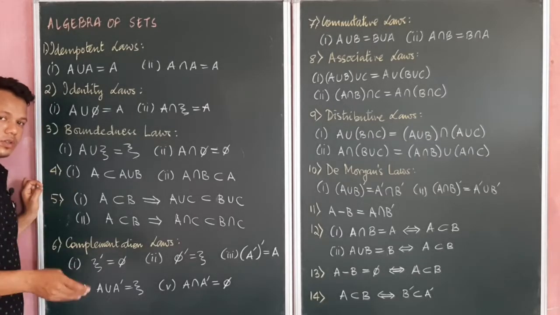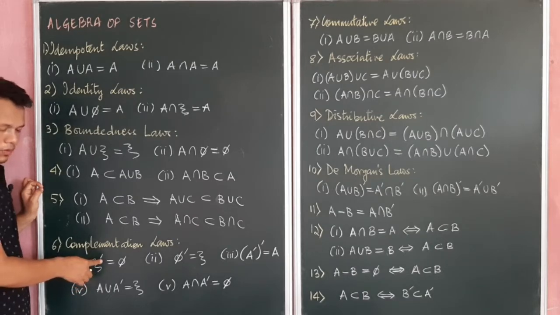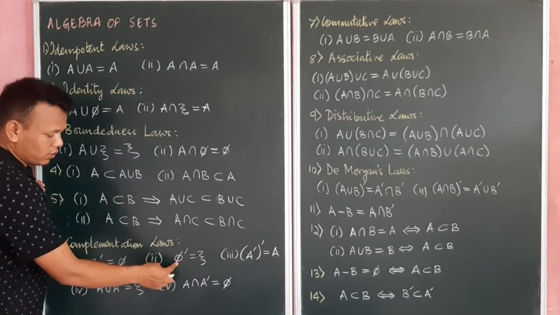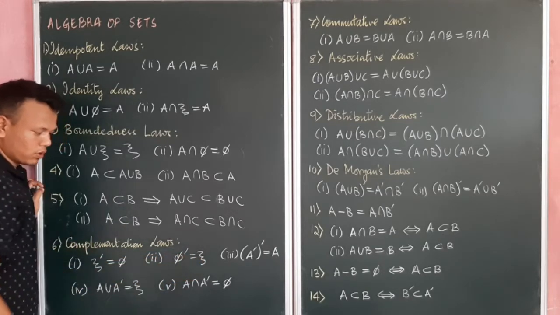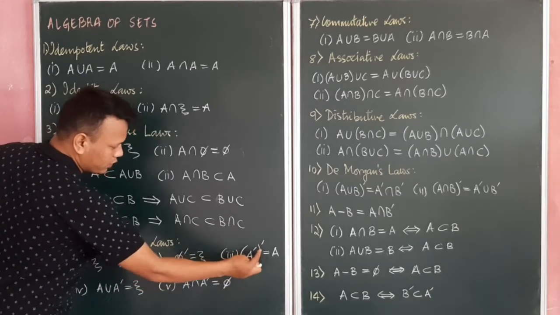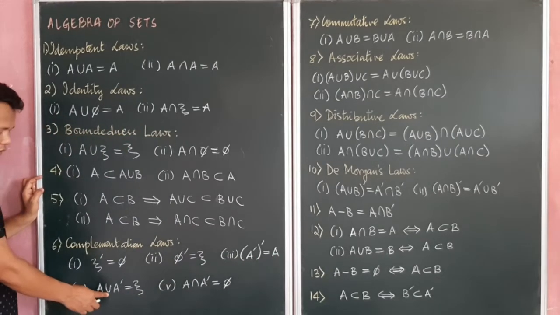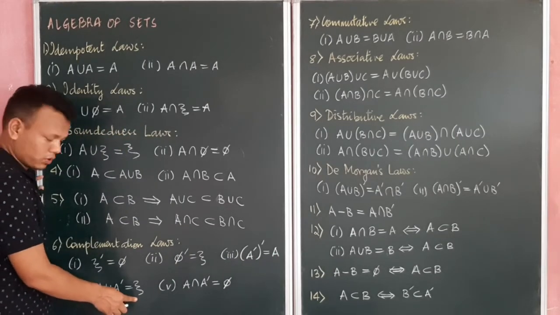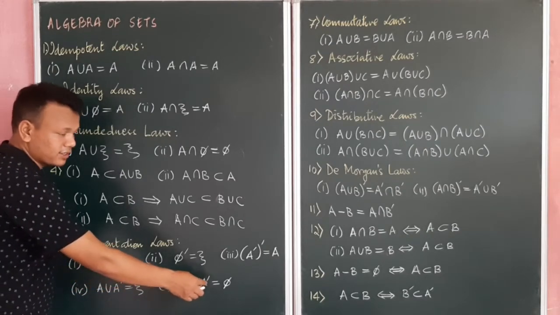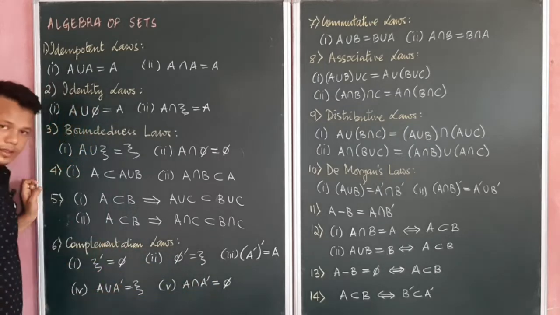Next is the complementation law. Basically we are going to see only complements here. For example, if you take the complement of the universal set, then you will get the empty set. The complement of the empty set will be the universal set. Complement of complement will be the set itself. A union with A dash will give you the universal set, and at last we have A intersection with its complement, which will give you the empty set.